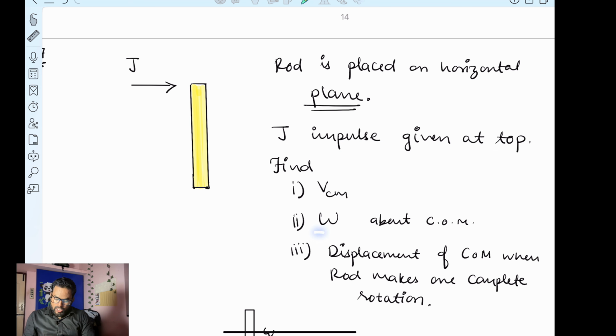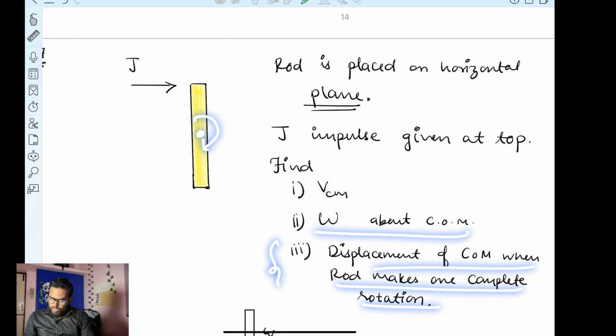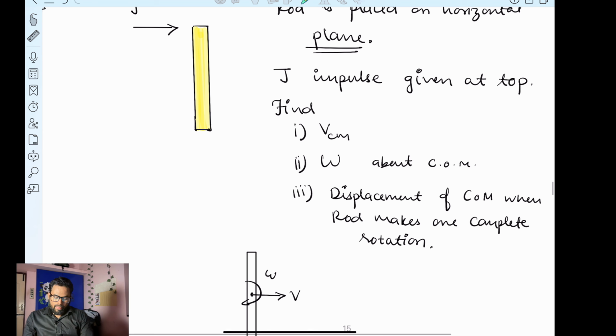Find the center of mass velocity after hitting, and omega about the center of mass, since it would rotate about the center of mass. Also find the displacement of the center of mass when the rod makes one complete rotation. Okay, all parts are important. Clear? Let's see the solution then.